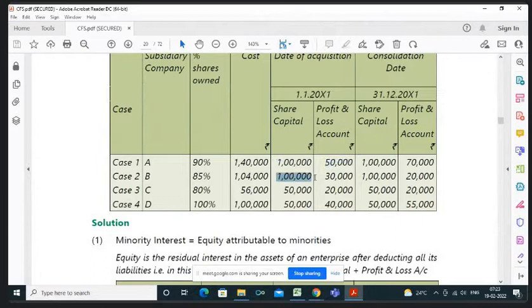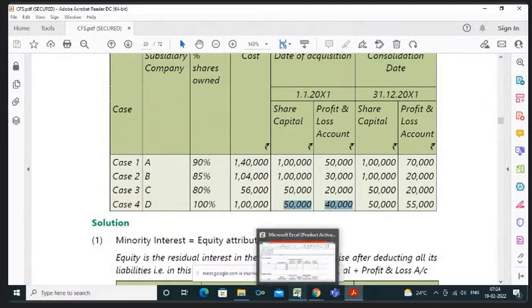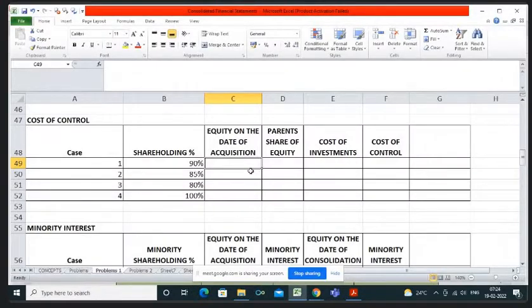Case 2, it will be 1,30,000. Case 3, it will be 70,000. And case 4, it will be 90,000. So that will be the total equity. 1.5, 1.3, 0.7 and 0.9. So equity on the date of acquisition, I'll write 1,50,000. And in the second case, it will be 1,30,000. The third case, it will be 70,000. Fourth case, it will be 90,000.